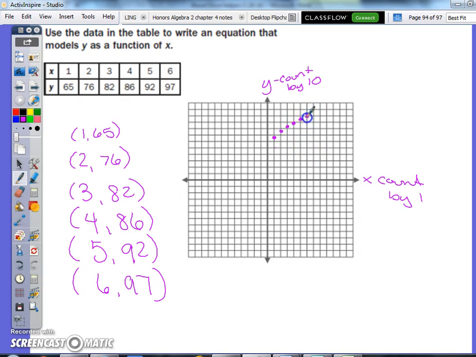So we're here. It says write an equation that models y as a function of x. Use the data. Well, we had to plot it, and we have this as our line. It has a positive slope. So I'm going to use the first point and the last point. One, I'm going to find slope.